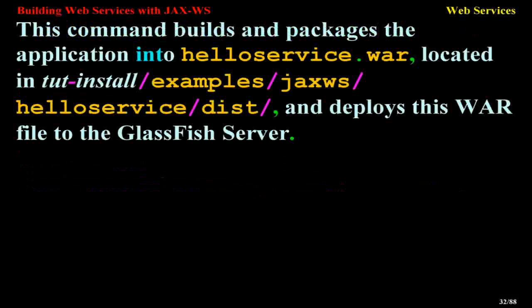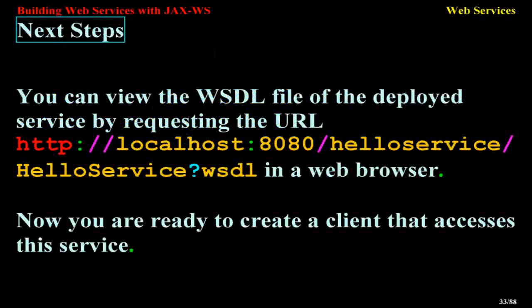This command builds and packages the application into helloservice.war, located in tut-install/examples/jaxws/helloservice/dist, and deploys this WAR file to the GlassFish server. Next steps: You can view the WSDL file of the deployed service by requesting the URL http://localhost:8080/helloservice/HelloService?WSDL in a web browser. Now you are ready to create a client that accesses this service.